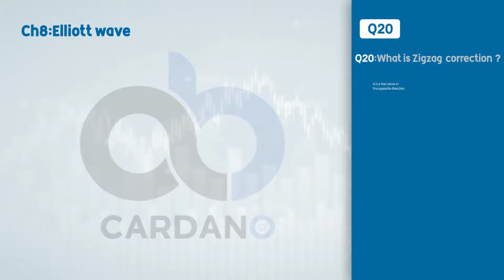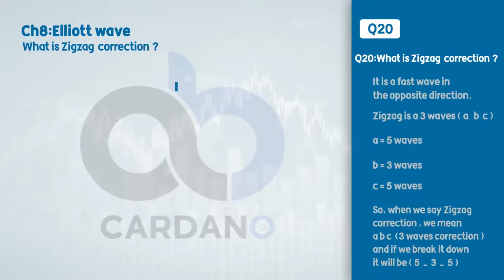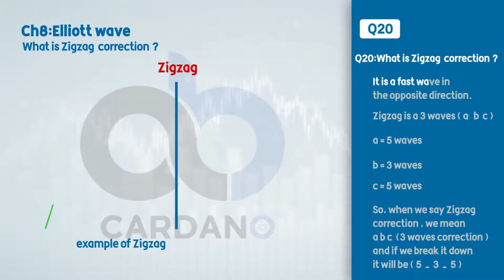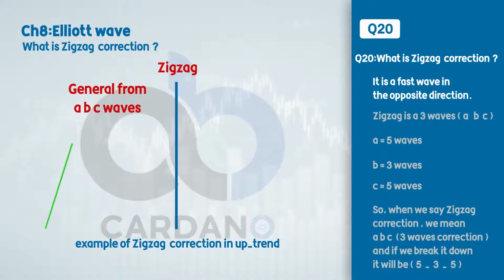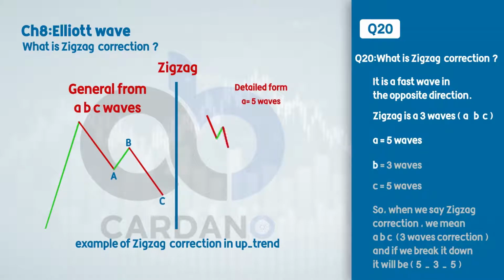Question number 20. What is zigzag correction? The answer is, it is a fast wave in the opposite direction. Zigzag is a 3 waves, A, B, C. A equal 5 waves, B equal 3 waves, and C equal 5 waves. So, when we say zigzag correction, we mean A, B, C, 3 waves correction, and if we break it down, it will be 5, 3, 5.